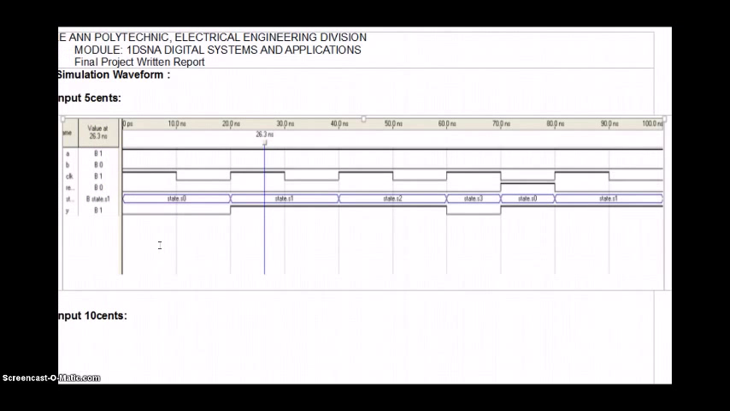As you can see here, when A equals 1, which means a 5 cent coin is placed inside, it will jump by 1 state. As you can see, from state 0 to state 1 and to state 2, because A is a constant 1, and every time you see the clock jump by 1, it counts 1, 2, 3. Then when you reach state 3, if the reset button is pushed, you reset back to state 0.